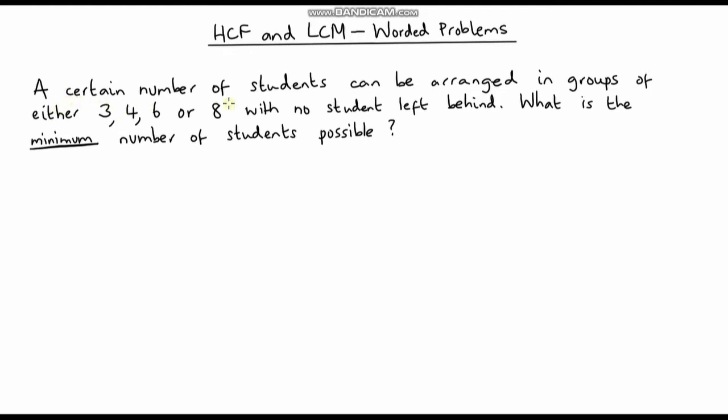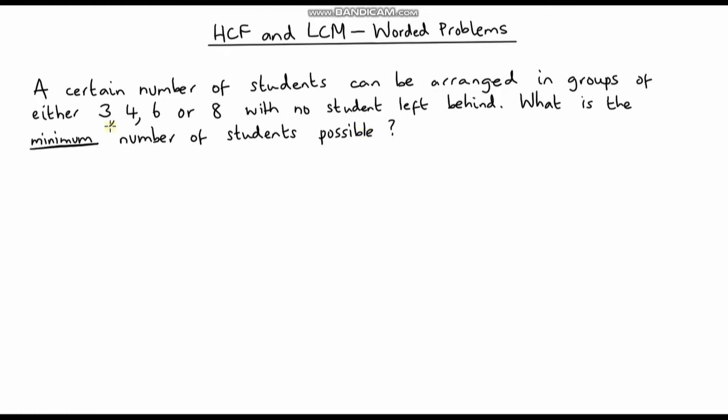It says a certain number of students can be arranged in groups of either 3, 4, 6 or 8 with no student left behind. What is the minimum number of students possible? So basically we've got a group of students and they can be arranged in either one of these 4 different combinations. So they can either be arranged in groups of 3, groups of 4, groups of 6 or groups of 8. But we know that when they have been arranged, there's no student left behind. So how many students are there? And we're looking for the minimum possible number of students.